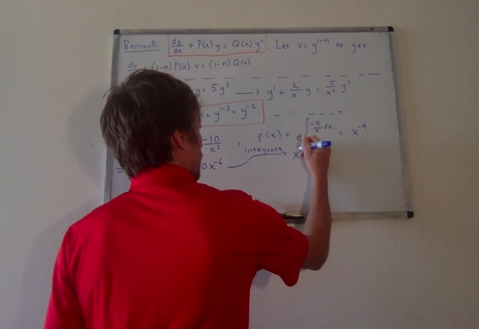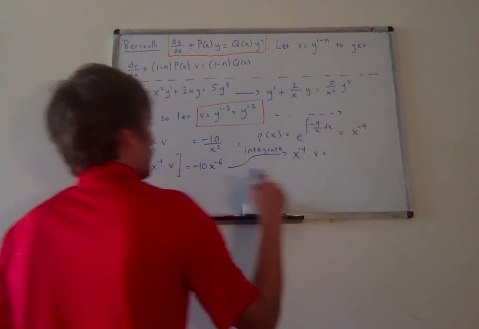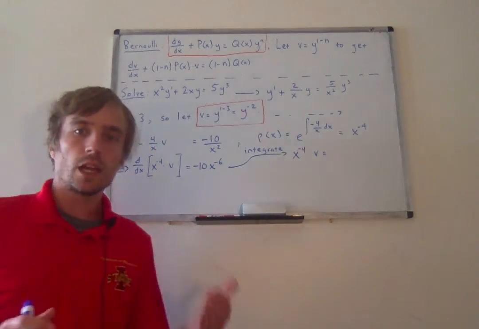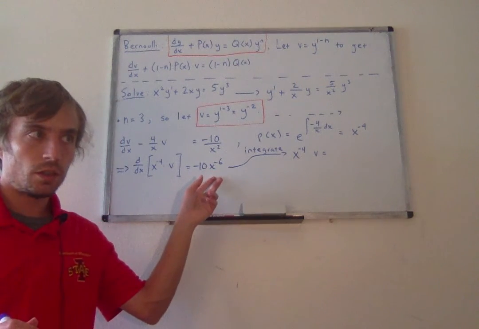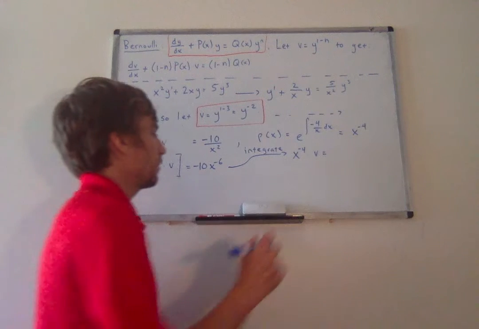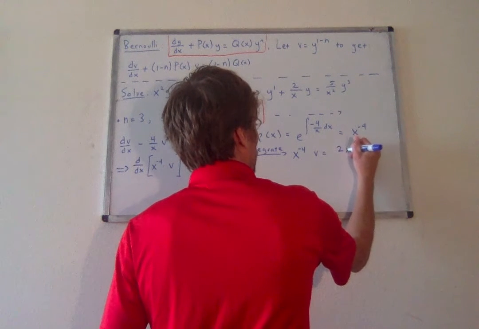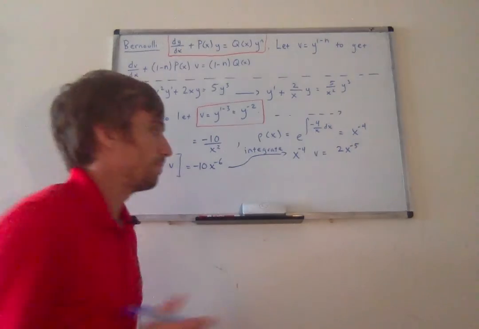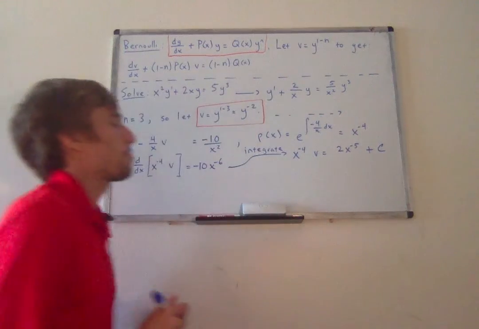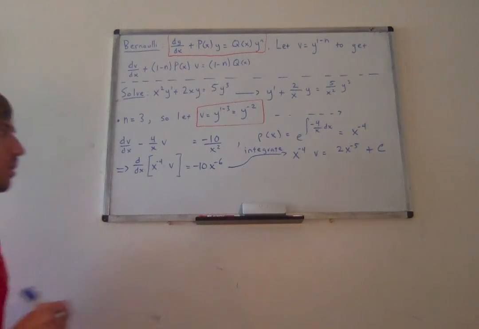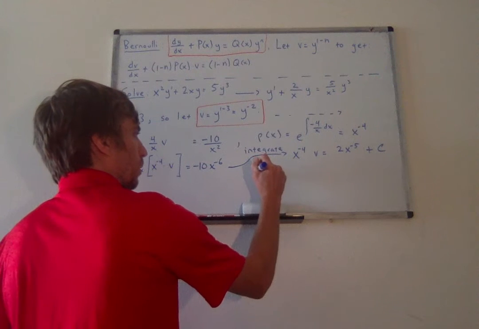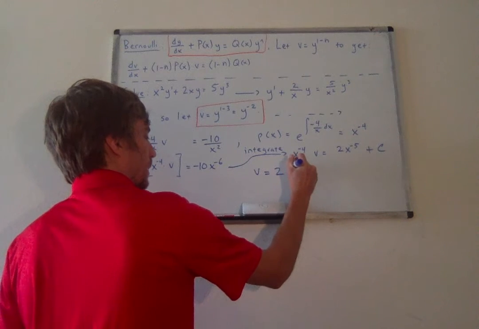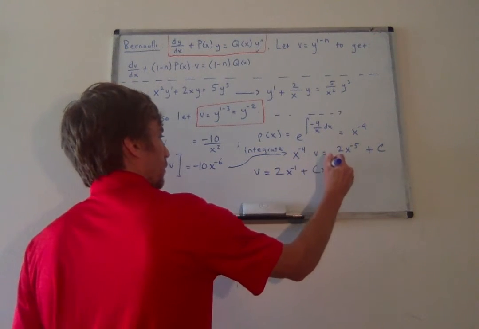And we get x to the negative 4th times v is equal to, if I integrate negative 10x to the negative 6, I would add 1 to the power to make it x to the negative 5th, divide through by negative 5 to actually get 2 over, I'll just say 2x to the negative 5 for now, plus c. And so I can divide through by x to the negative 4 to get that v is equal to 2x to the negative 1 plus c x to the 4th.